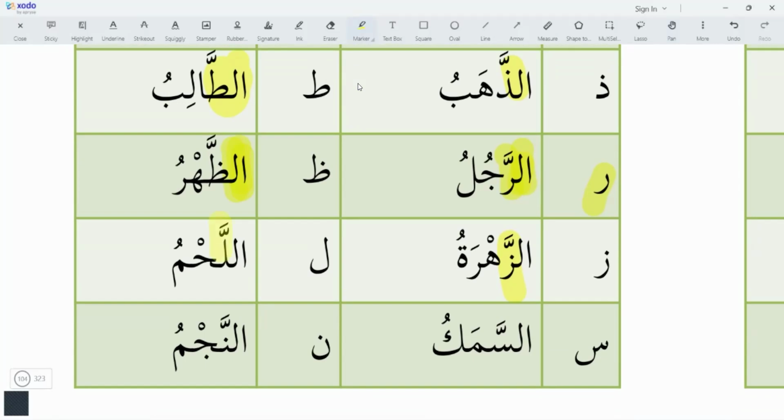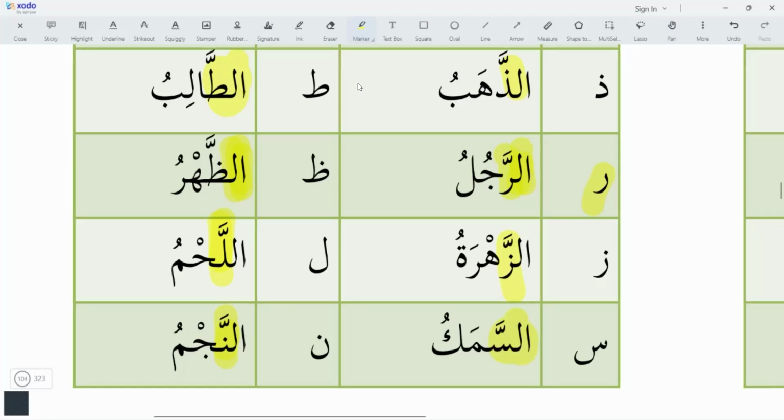An-nahmu, the first lam we will not pronounce. Al-lahmu. And same with an-najmu. Lam we will not pronounce here. Then as-samaku. We are not pronouncing the lam here.